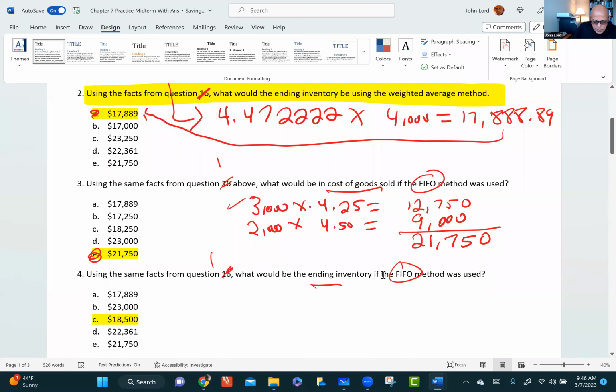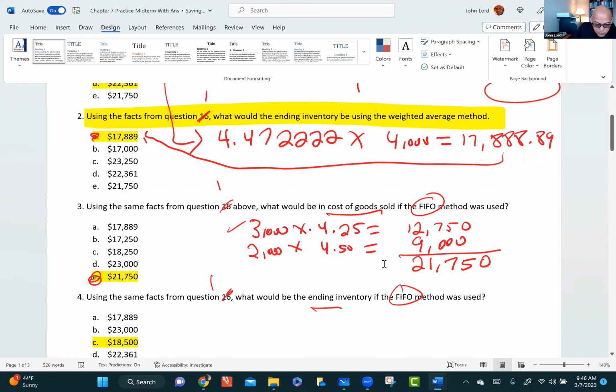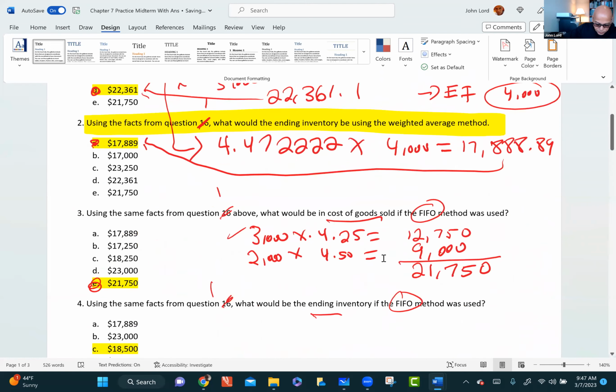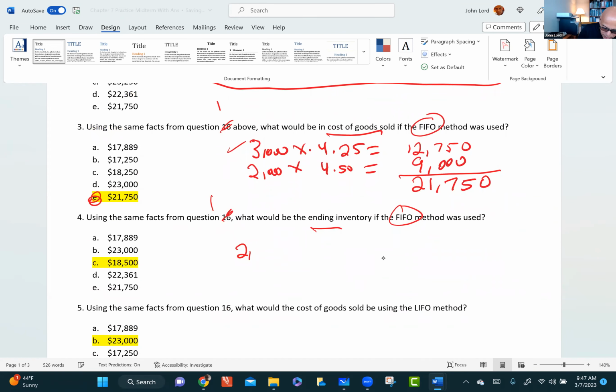Okay, good. Now I want to do the ending inventory, and I know there are 4,000 units in ending inventory, but that's comprised of what? Well, I've stated that I've sold 2,000 of the batch 2 units already, so how many are left? 2,000 left. So I'm going to take those 2,000 at 4.50. I sold 2,000 and I've got 2,000 left from that batch 2, I'll call that B2. I multiply that by 4.50, which I know by peeking at the previous calculation is 9,000.